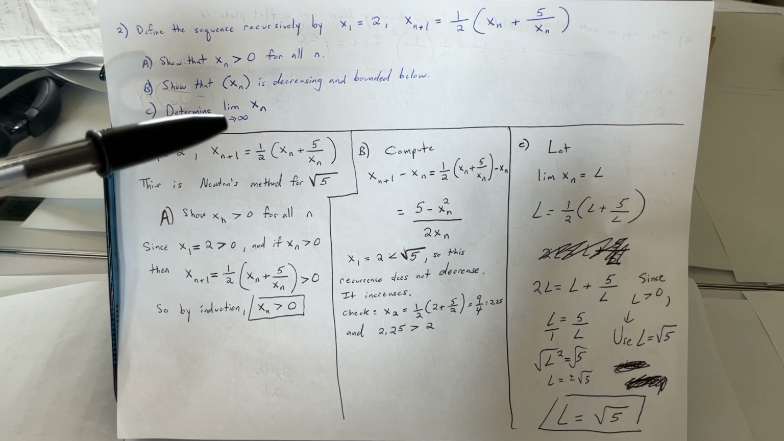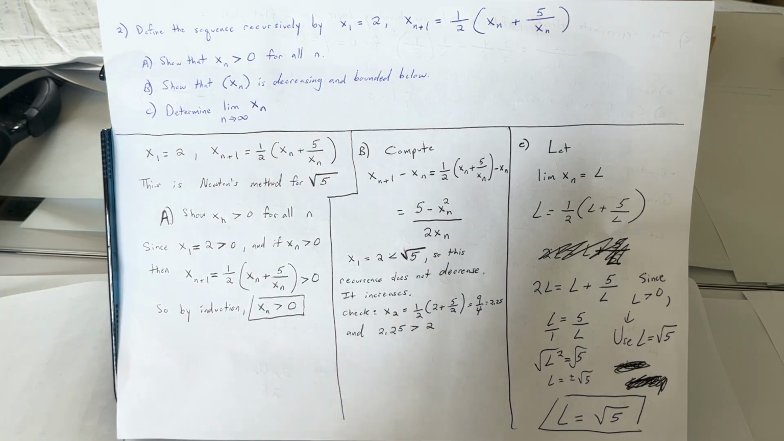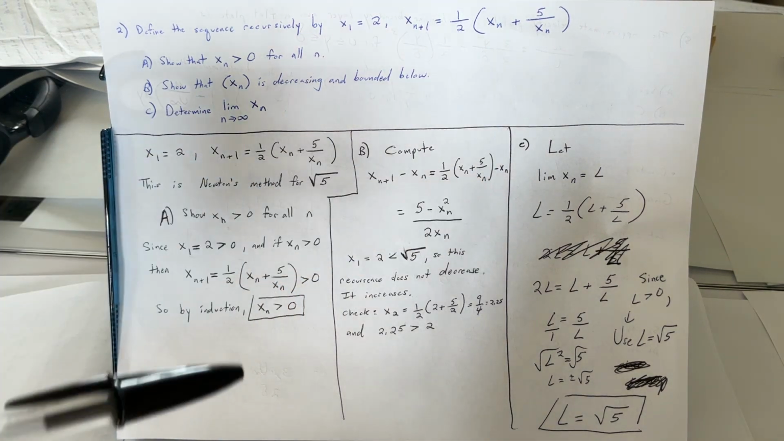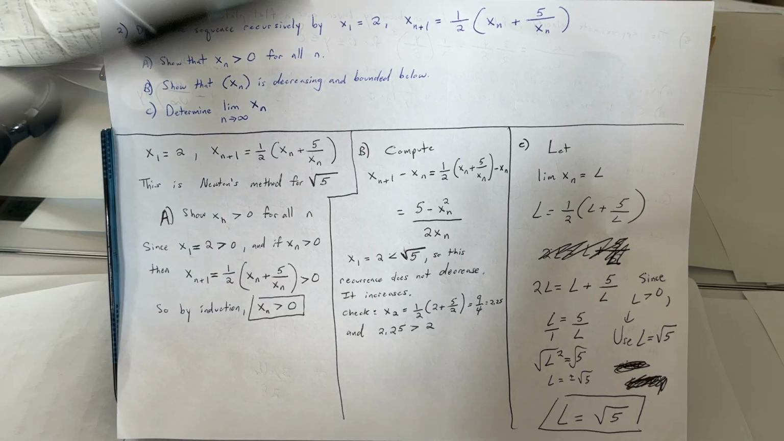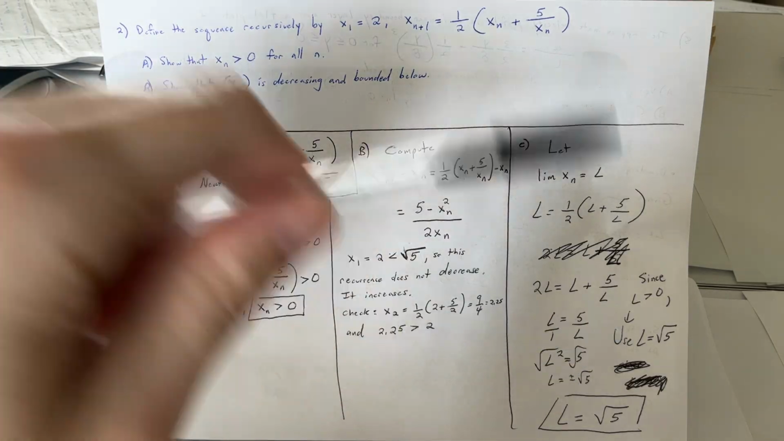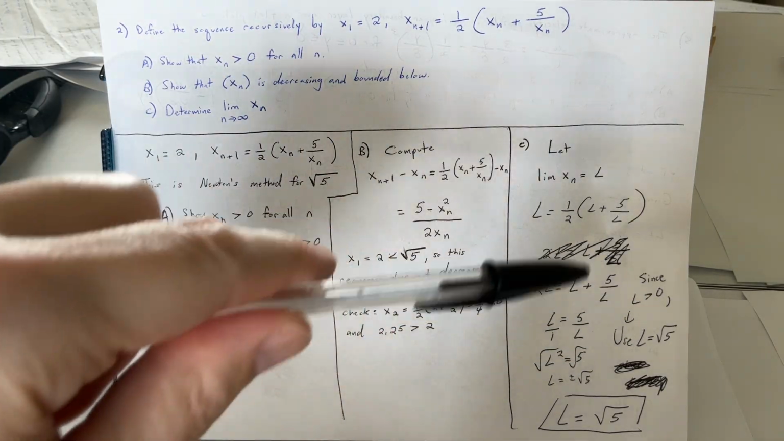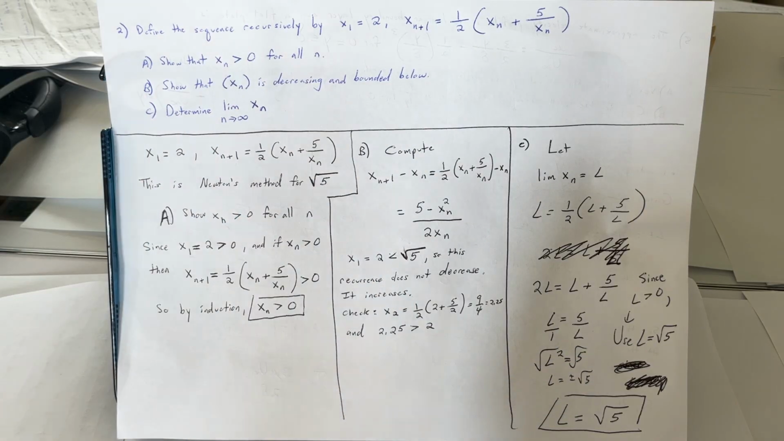Part C, determine the limit as n approaches infinity for x sub n. Here's what we do. We let the limit of x sub n equal L. When we substitute, L is 1/2 times the quantity L plus 5 over L. And now we just solve for L. When we solve for L, we take the positive value, since L is greater than 0. Take L as the square root of 5. So that takes care of that.